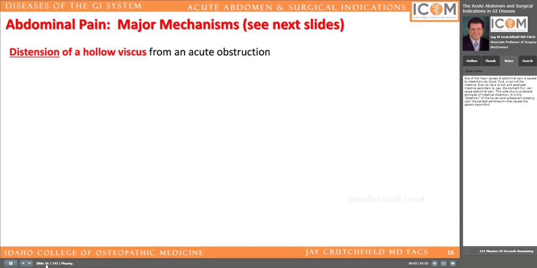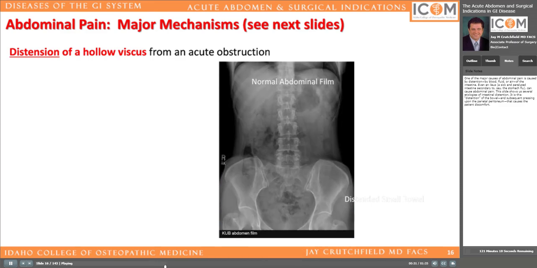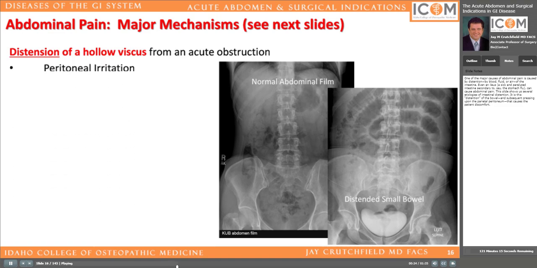One of the major causes of abdominal discomfort is caused by distension, by blood, fluid, or air of the intestines. Even an ileus. An ileus means a sick and somewhat paralyzed intestine, secondary to, say, the stomach flu. But even an ileus can cause abdominal pain. This slide shows us several causes of intestinal distension. It is this distension of the bowel and the subsequent pressing upon the parietal peritoneum that causes the patient discomfort. Here we look at distension of the hollow viscus, causing peritoneal irritation and vascular insufficiency.